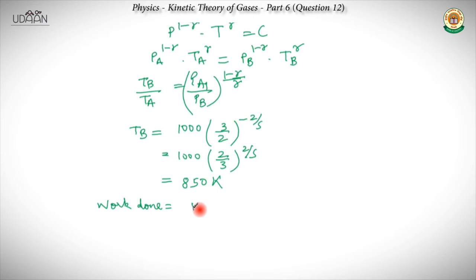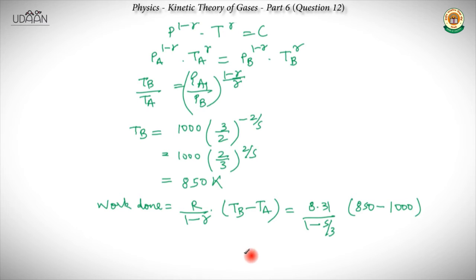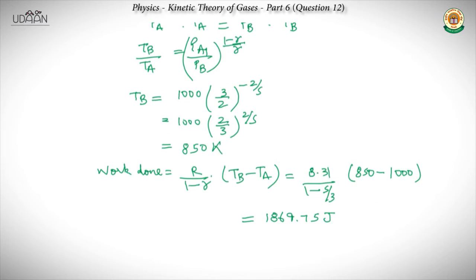Work done was R by 1 minus gamma whole into TB minus TA, which is equal to 8.31 by 1 minus 5 by 3 whole into 850 minus 1000. After doing the calculation, it would come out to be 1869.75 joules. So we have solved the first part of the problem.